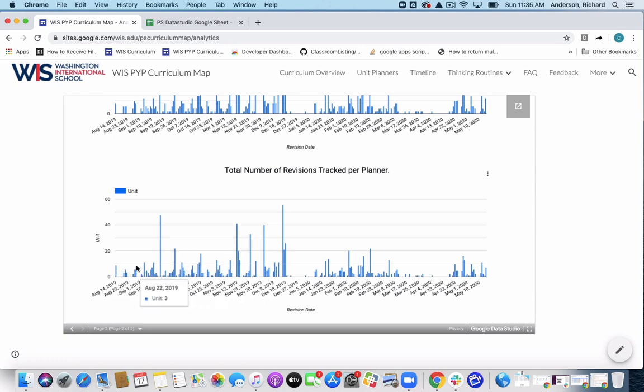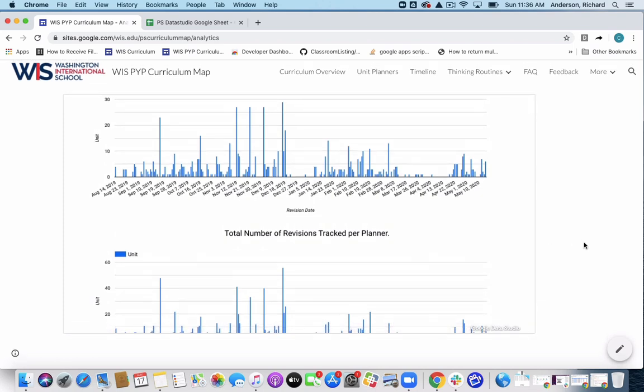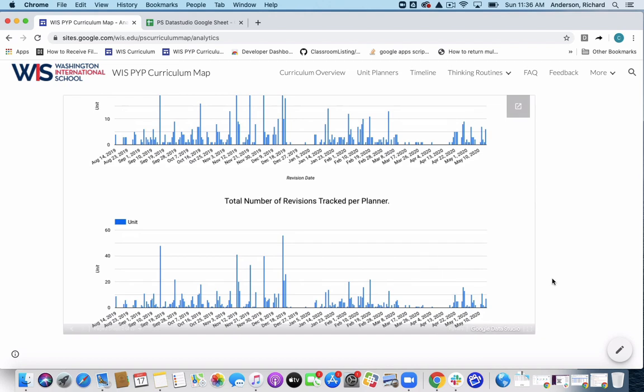So this is good evidence, and I will be creating a tutorial on how to create this specific chart, as it does involve some app scripting to pull this out of that unit planner folder. But it is kind of exciting to look at what this tells us about the way it's been used. So again, this is just a short reflection on how the year went.